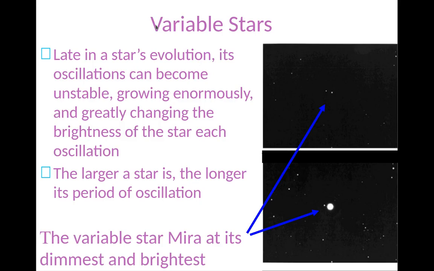Right. So sometime in a star's evolution, the oscillations can become unstable and grow enormously and change the brightness of the star really quite greatly. So for instance, this is a star called Mira, named after the Mira variables. And you can see in one frame at the top it is rather dim and small. The frame at the bottom is rather big and bright. So this is the variable star Mira at its dimmest and its brightest.